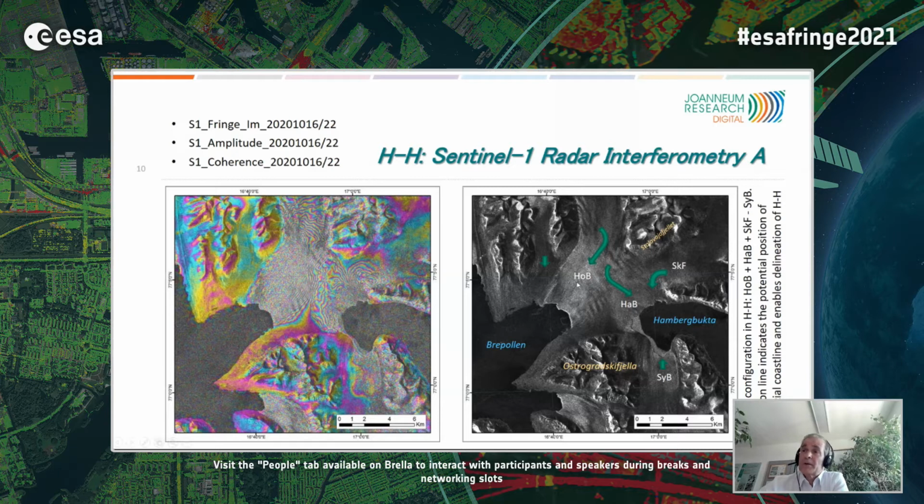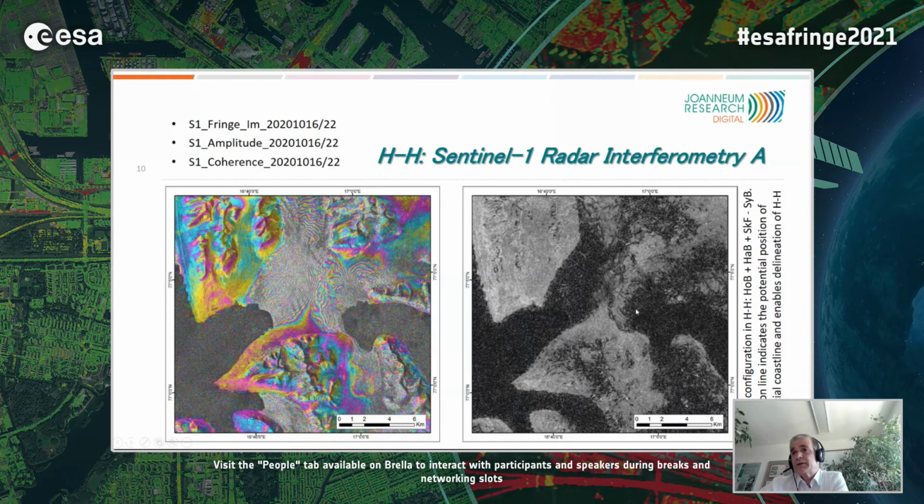So presently there are only 3 major glaciers which are actually contributing to the evolution of the ice bridge. These are Hornbreen Glacier in the west and Hambergbreen and Skjoldfjordene in the east. Okay, in the coherence image, you can clearly see the dark inflection line which indicates the potential position of the subglacial coast here in the region and enables its delineation more or less precisely.